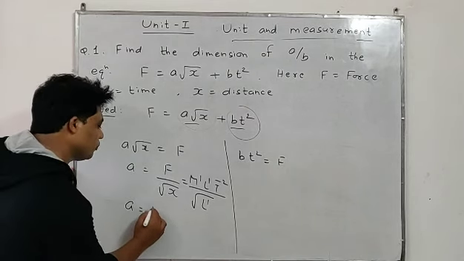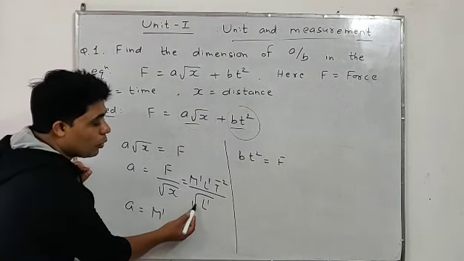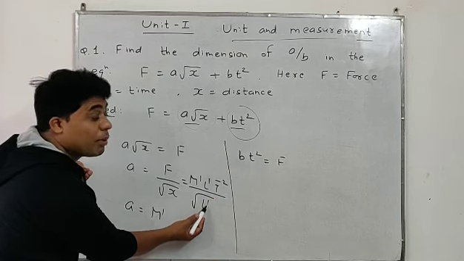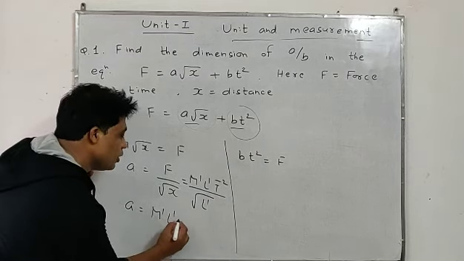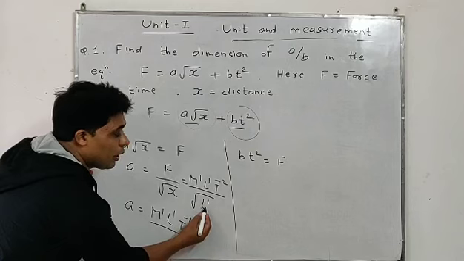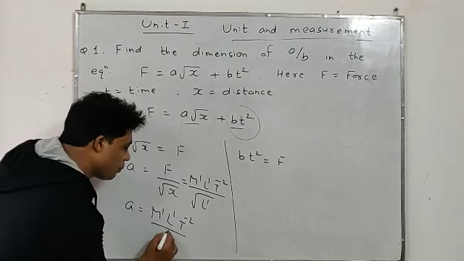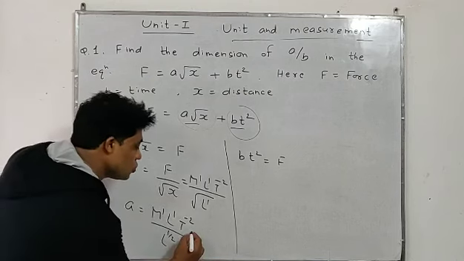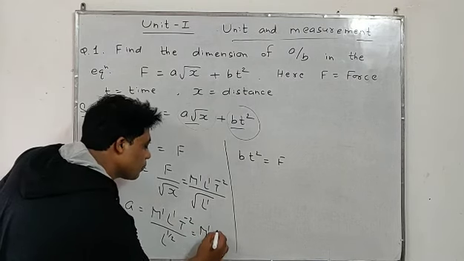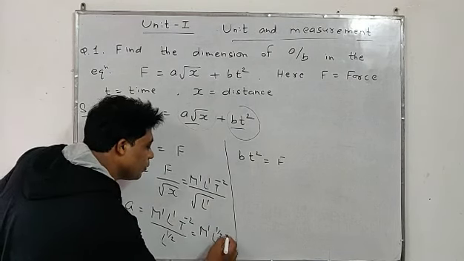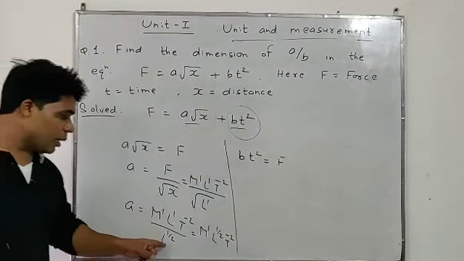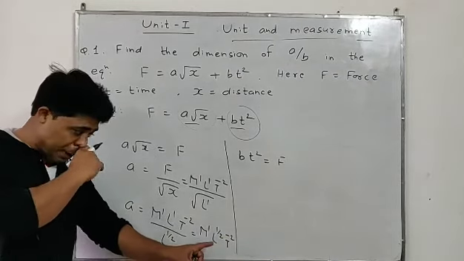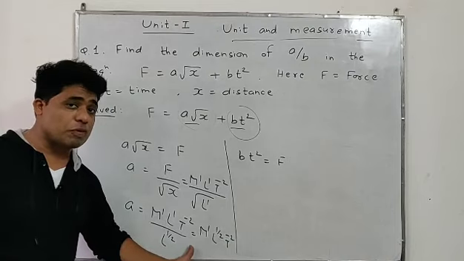Look students, a root power always becomes half. So M1 L1 T minus 2. L root means L power half. When you transfer L upwards, it becomes L minus half. So finally we get M1 L half T minus 2. When we transfer L1 upwards, 1 minus half becomes half. So we found the dimension of A.